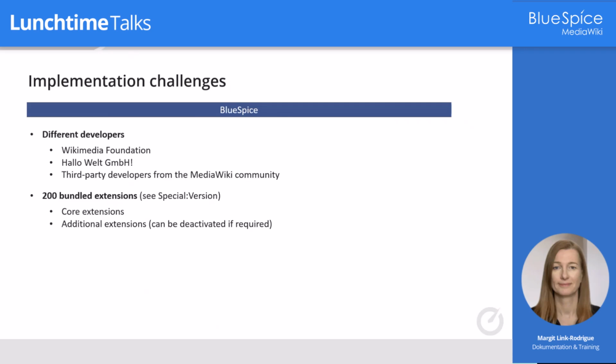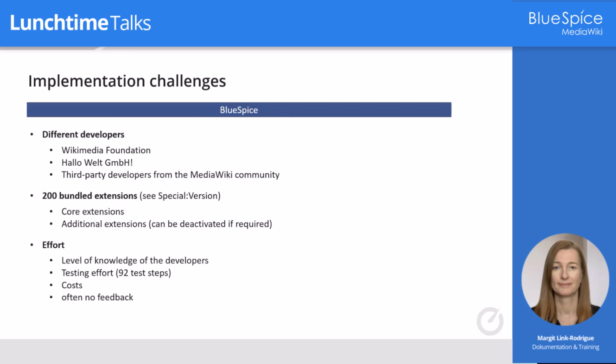A lot of them are core extensions, which means you really want them or need them to run BlueSpice smoothly. But there are also some extensions you could deactivate. Let's say you found some accessibility issues and you don't even use these extensions. If you host BlueSpice yourself on premise, it should not be a problem to simply turn these extensions off until they have no accessibility issues, if that's a problem for you.